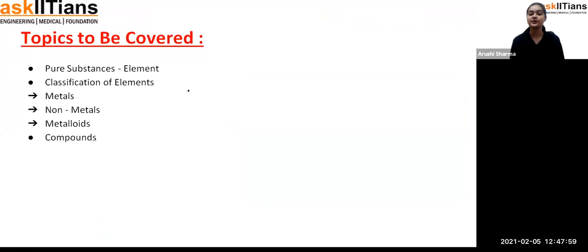We are going to cover pure substances, elements, classification of elements as metals, non-metals and metalloids, and we are going to see what compounds are. See students, the topics which I am looking at right now, if I suggest to you why it is important, because pure substances, elements and compounds, and metals, non-metals and metalloids, all these are the topics of your class 9th and 10th.